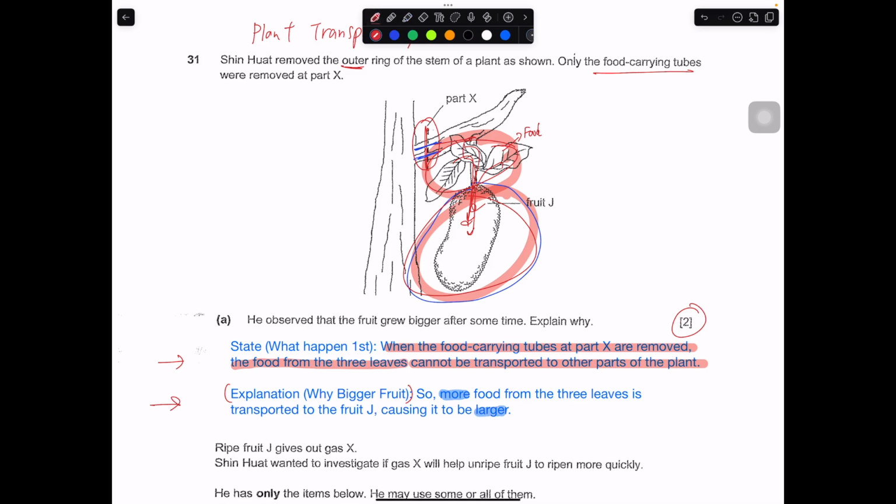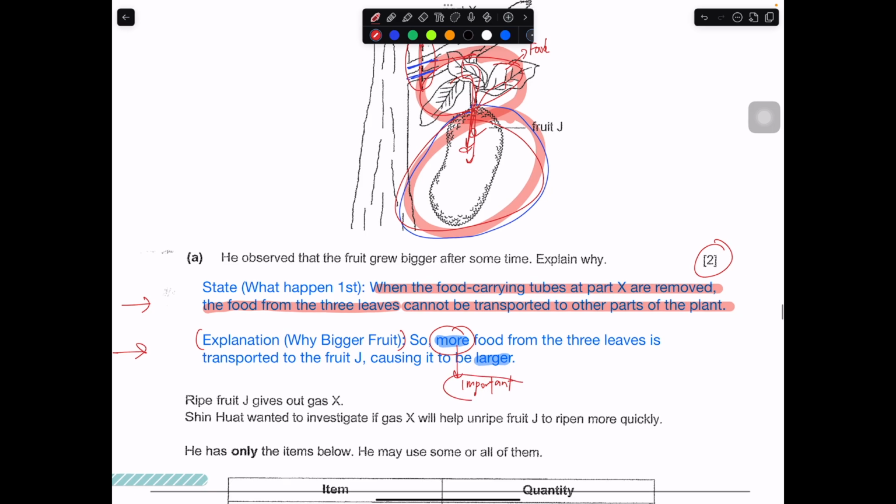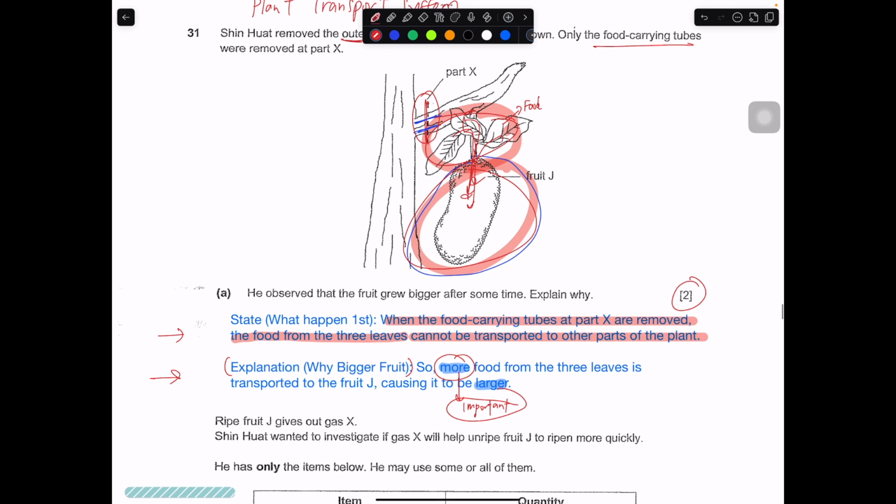This part over here is very important. Originally, when you don't remove it, there's actually food transported to J. There's still food transported to J. But only when you remove it, more of it gets transported to J, because some of it cannot be transported to other parts of the plant, since you removed the food carrying tube. So this part is important. You must state the comparative adjective over here.